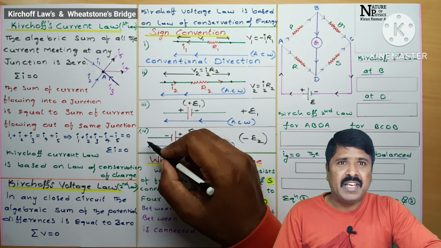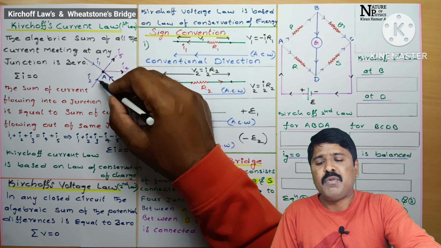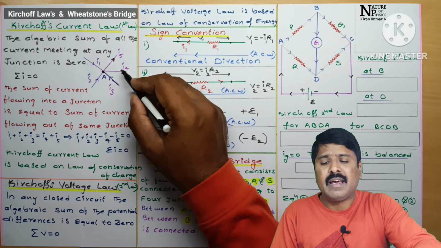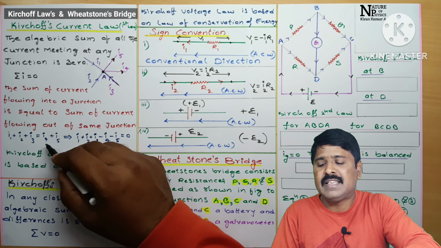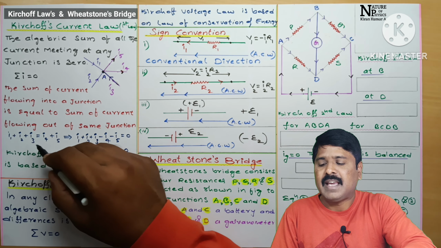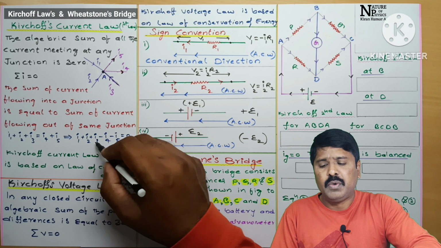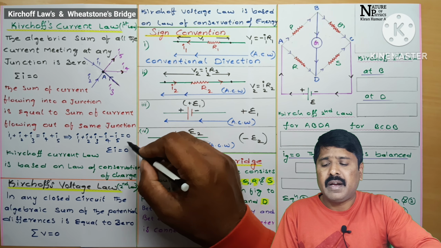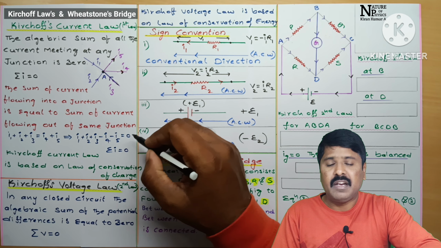of the same junction. According to this, the sum of the current flowing into the junction is I1, I2 and I3, represented clearly here, and the sum of the current flowing out of the same junction is I4 and I5. See, students, I1 plus I2 plus I3 is equal to I4 plus I5. Current toward the junction is positive, that is I1, I2, I3 are positive. Current away from the junction is negative, that is I4 and I5 are negative, students.